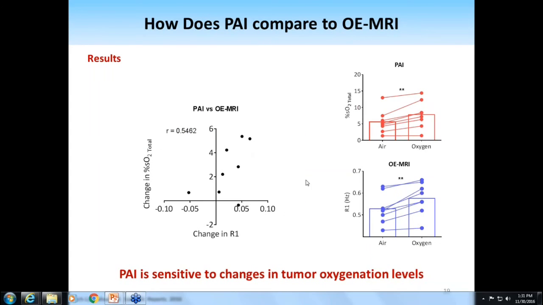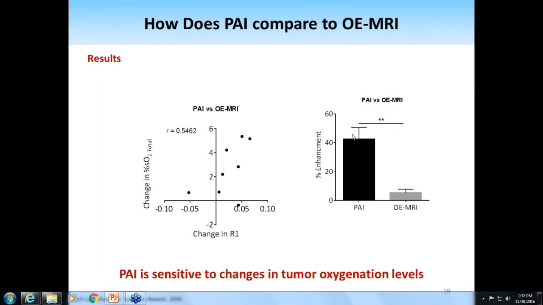And we also correlated these two readouts, looking at the change in oxygen saturation levels with the change in R1. And this time, although it wasn't as significant as the comparison between photoacoustic imaging and BOLD-MRI, we again saw a strong, positive correlation between the change in oxygen saturation levels and the change in R1 measured with both techniques. But what was really interesting in this study is if we look at the relative percent enhancement, the percent change in signal following oxygen inhalation, now we saw that photoacoustic imaging was significantly higher than oxygen-enhanced MRI. Once again, indicating that photoacoustic imaging is very sensitive to these changes in tumor oxygenation following either carbogen or oxygen inhalation.